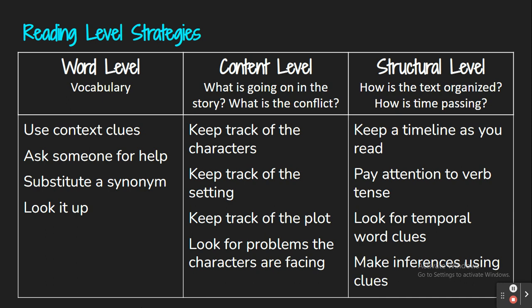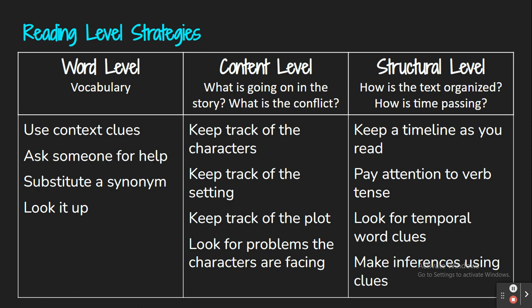And last but not least, let's take a look at structural level. Again, this has to deal with how the text is organized and if we're aware of how time is passing in the story. Something you could do for this one is keep a timeline as you read. This could be a mental timeline, or it could be something that you jot down either in the margins or in your own notebook. You could pay attention to verb tense too. A lot of the time, verb tense will shift if we are moving into a flashback, for example.